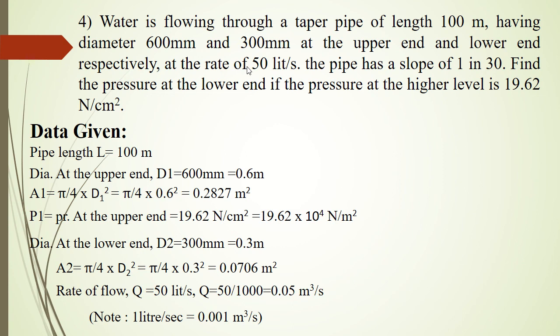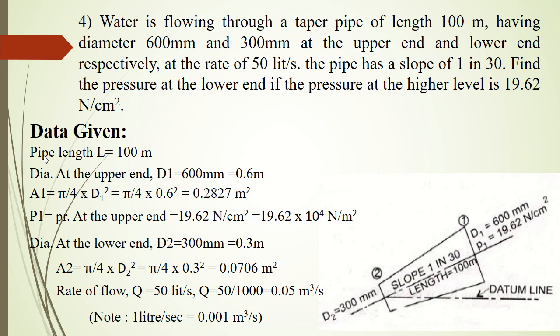The flow rate is given as 50 liter per second, so Q is 50 liter per second. The pipe is having a slope of 1 in 30. This is very important data. So 1 in 30 means it is 1 by 30. Find the pressure at the lower end if the pressure at the higher end is 19.62 Newton per centimeter square. Let us write down the data he has given.